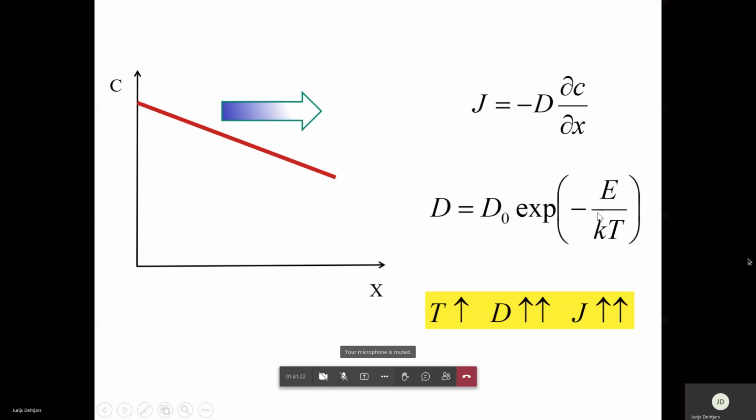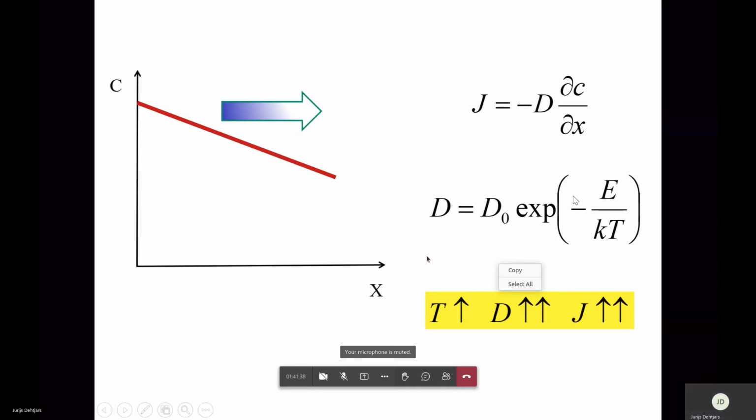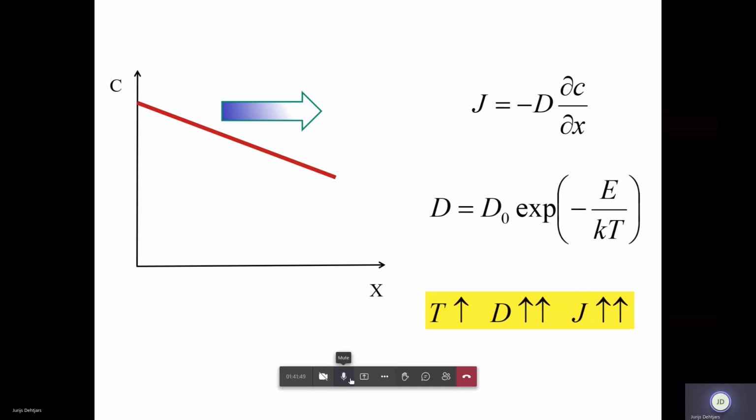So have a look. Temperature grows. This falls down. This is minus. Minus means 1 divided with exponent. Yes? If this falls down, the exponent falls down, 1 divided to the falling down exponent is rising. Is this clear? Okay. Have I explained you?